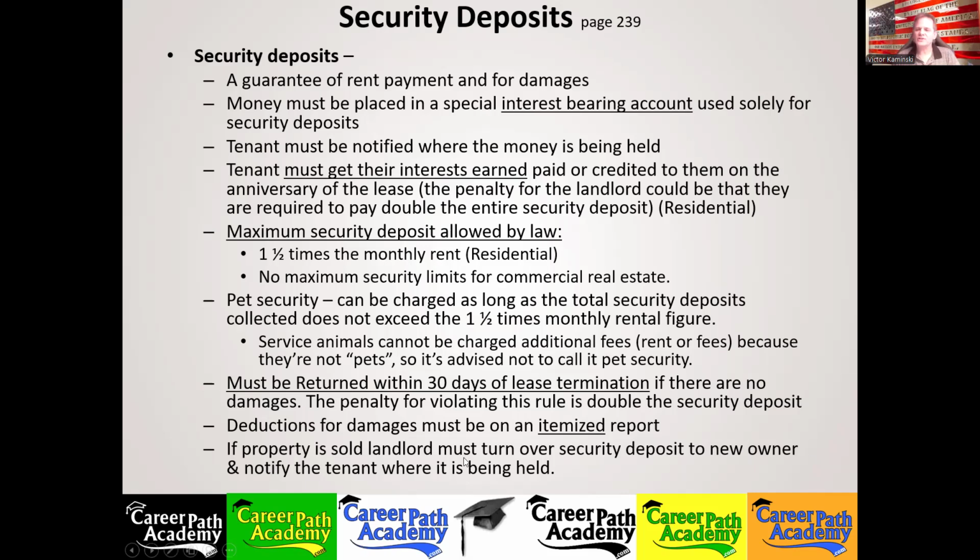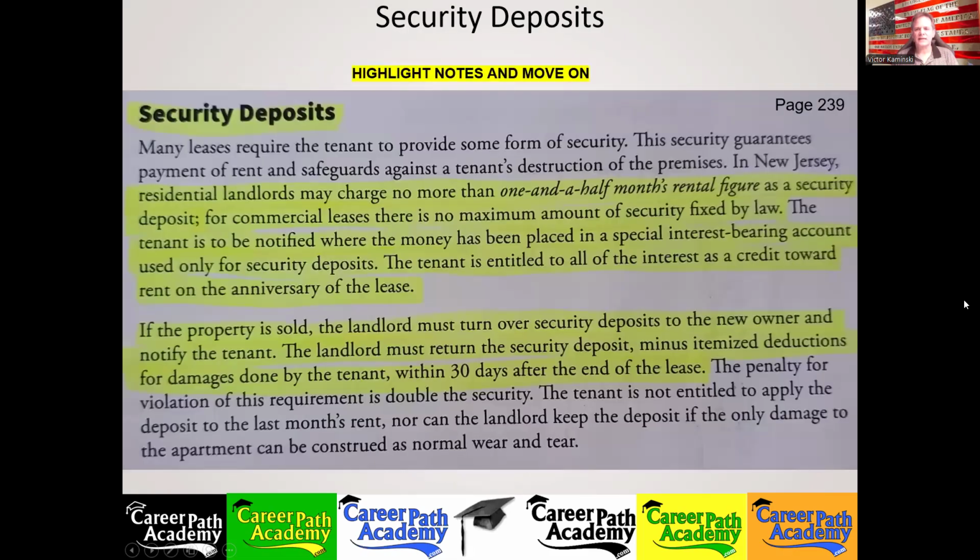Now, if the property's sold, the landlord has to turn over those security deposits to the new owner, because the new owner will be responsible for giving it back to the tenants when their lease expires. So let's highlight those things about security deposits now on page 239.